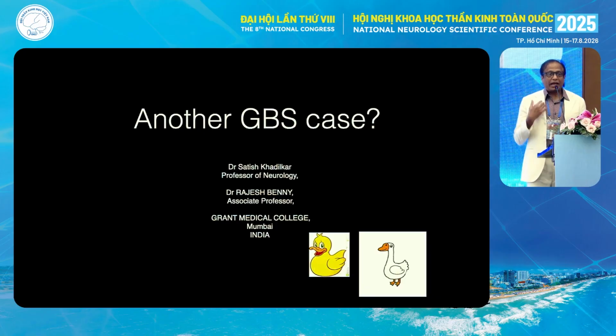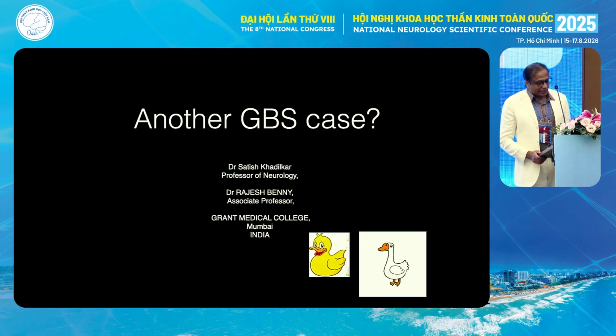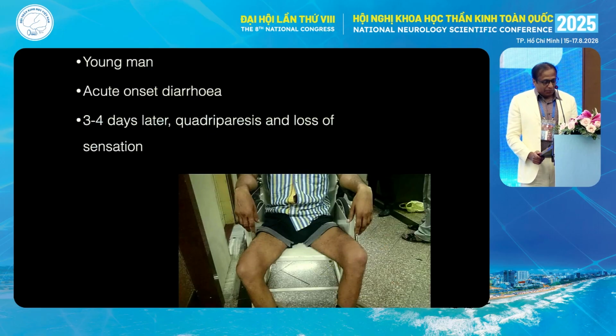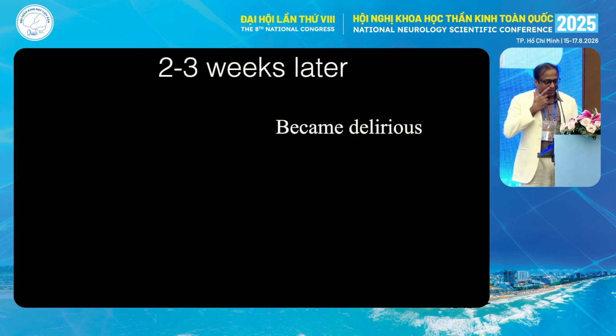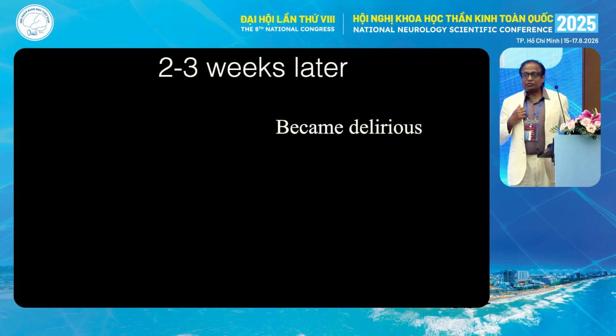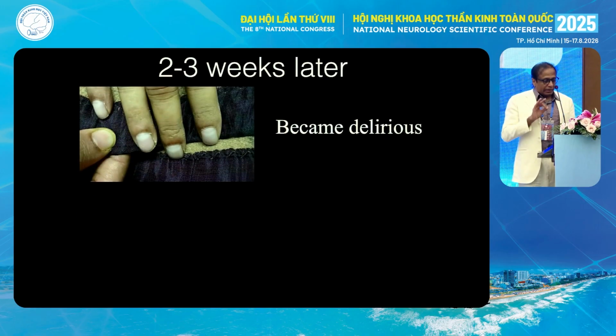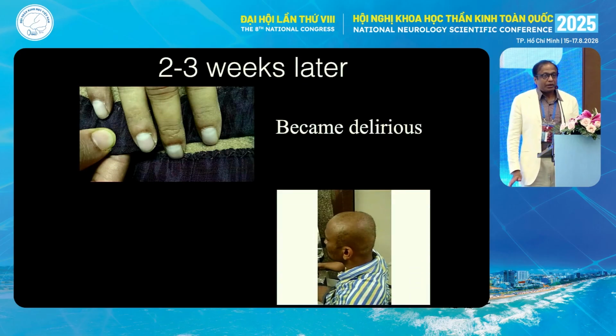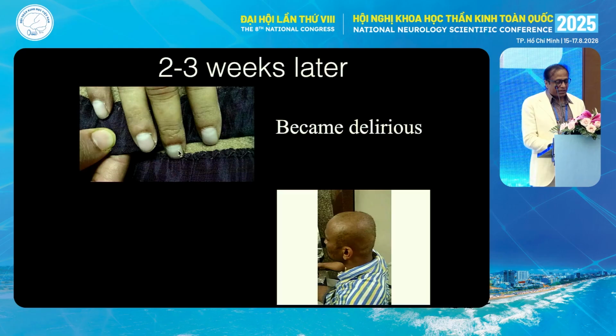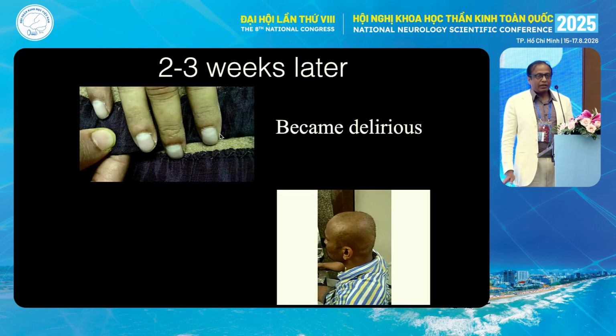Another case that again was shared with me by Professor Satish Kadilka from India. So this is another patient, a young man, who again came with acute onset of diarrhea, but 3 to 4 days later, he developed quadriparesis and loss of sensation. Again, looks like a duck, walks like a duck, quacks like a duck, but unusually he also became very confused. And within 3 weeks, he developed complete loss of his hair. He went from a full-haired person to a bald person. And he developed Mees lines, M-E-E-S, Mees lines. Can you see these lines here? So what do you think he was poisoned with?